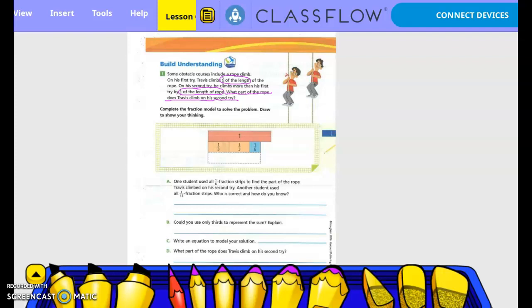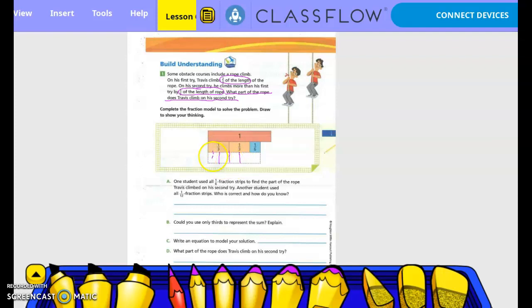Okay, so here's the full length of the rope, right? Represented by 1, right? Then it says he did the 2/3 that first time, and then the 1/6 the next, right? And they want to know how much it is for that second try since he went a little bit further, right? So are we adding, subtracting? Adding, okay. So one student used all 1/6 fraction strips. So basically, if they did 1/6, they would have to break this 1/3 into how many pieces? Two pieces, right?